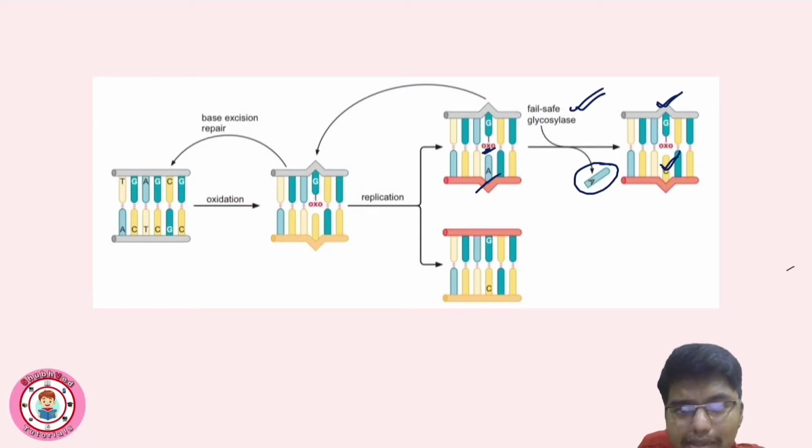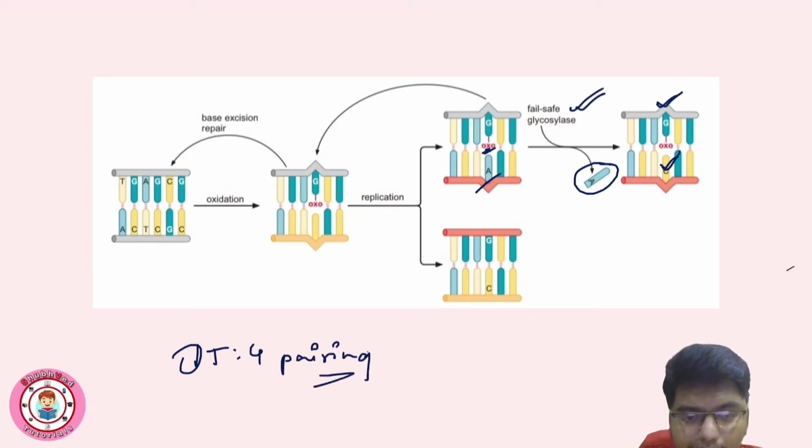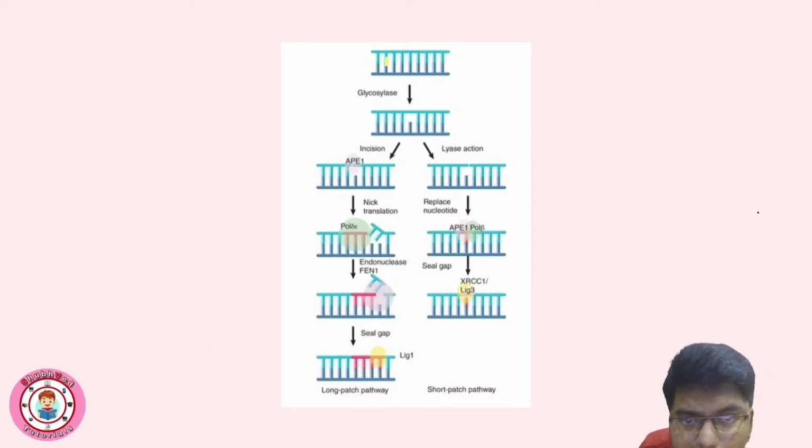There is one more example of this fail safe, that is TG pairing. So removal of T by this fail safe glycosylase. T will be removed, and C will come here. Got it? So this is also seen. We know T, why T has to be incorporated? Deamination of methyl cytosine produces thymine.